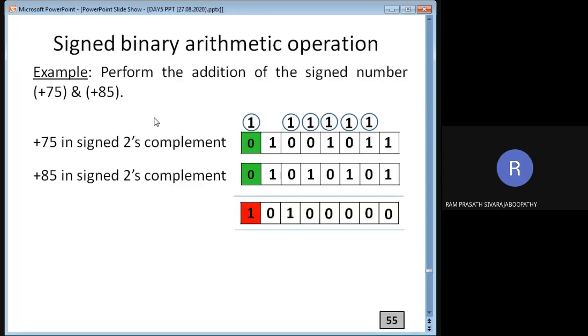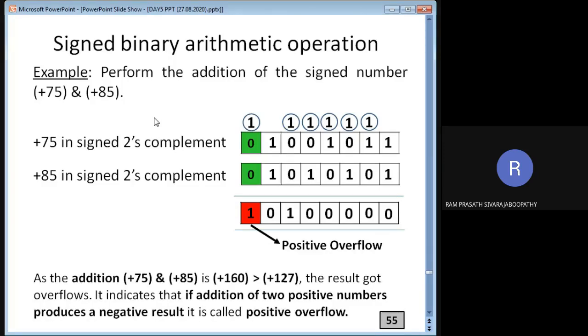I have added two positive numbers, but what result did I get? Negative. Clear? What do we call this? Positive overflow. So what is the meaning? When I am adding two 8-bit signed positive numbers, I am getting a result which is greater than plus 127. What is the maximum value I can represent in 8 bits? Plus 127. Kindly see the cursor, I will show you. Plus 127 is the maximum value we can represent in 8-bit.